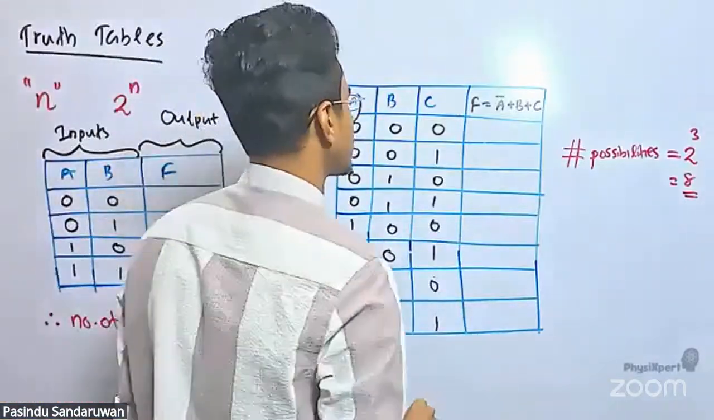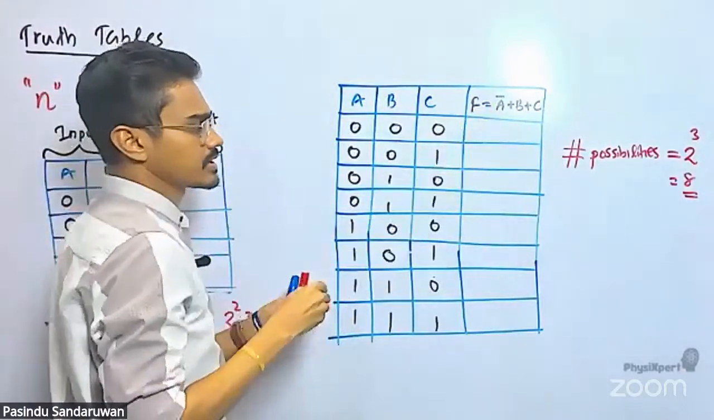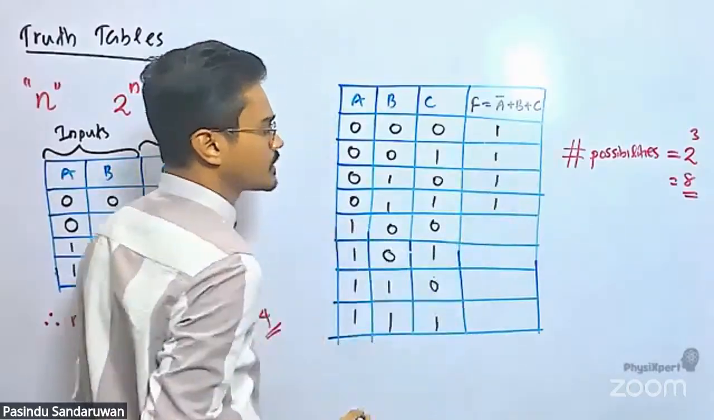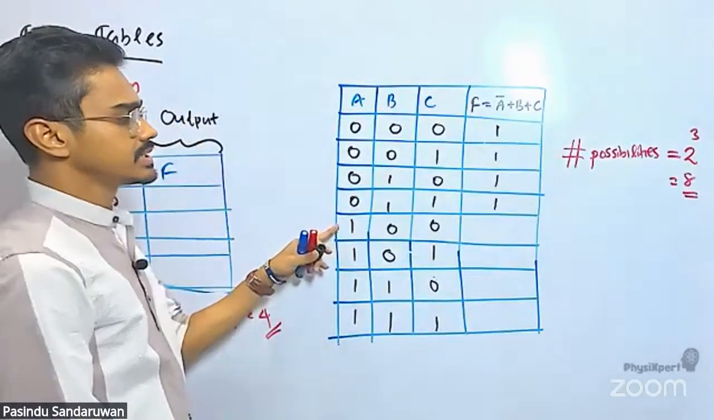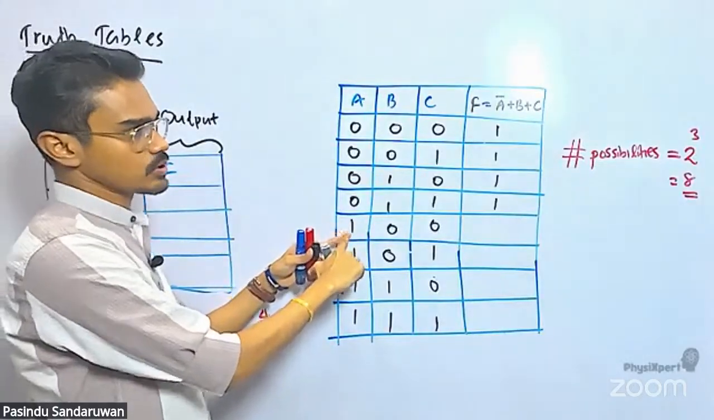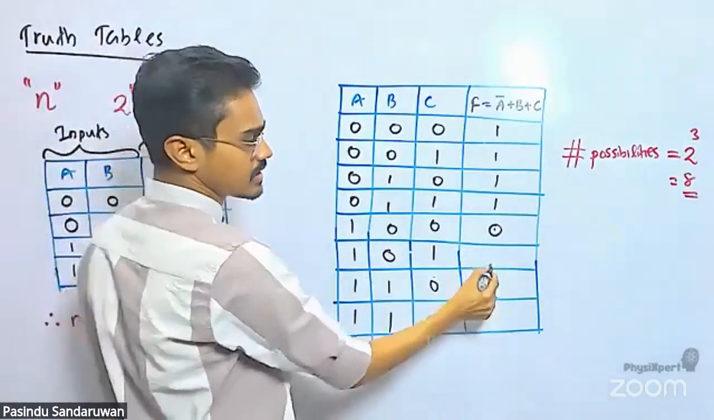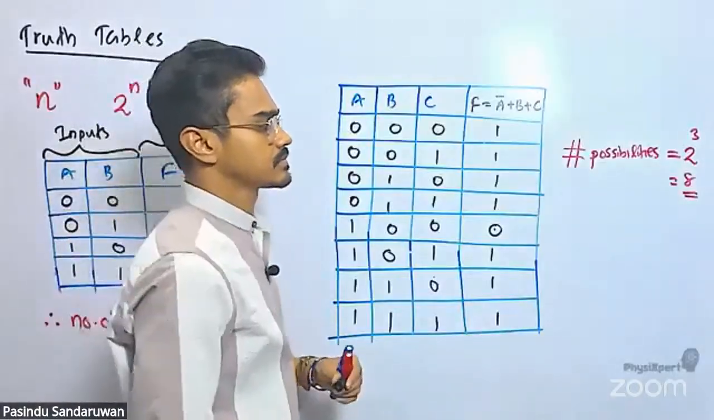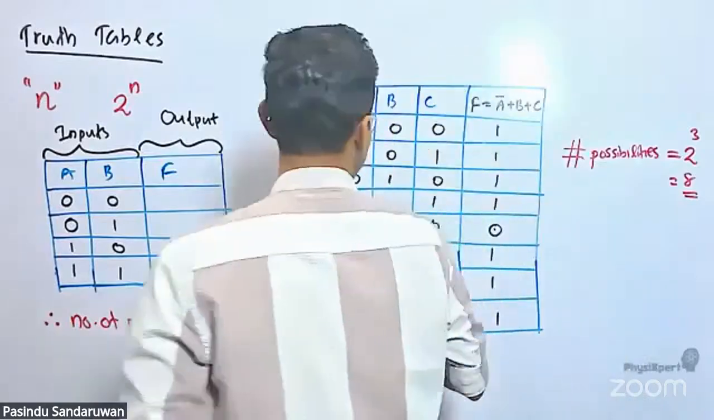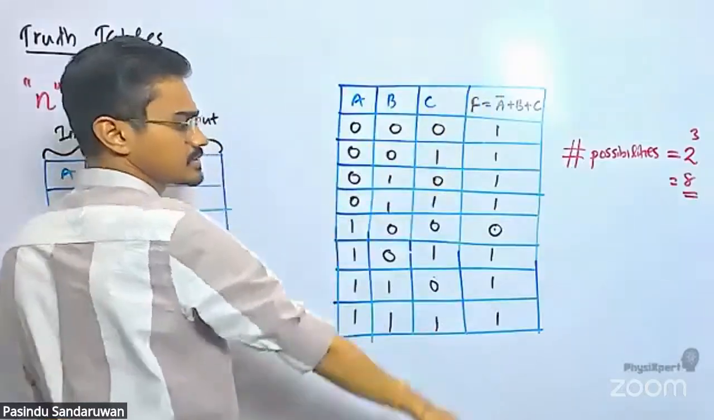Now for these four, a is 0, which means a bar is 1, no? 1 plus anything is 1. So these give 1 1 1 1. And here when a is 1, a bar is 0. Then 0 plus 0 plus 0 is again 0. In all the others there are 1s, so 1 1 1. Substitute the values of A, B, C into this and simplify.